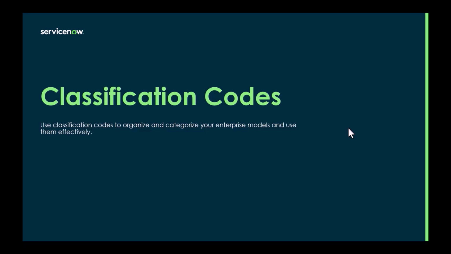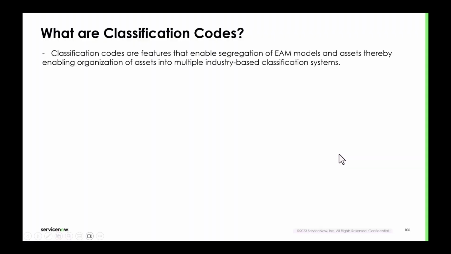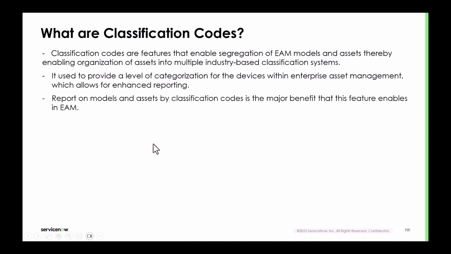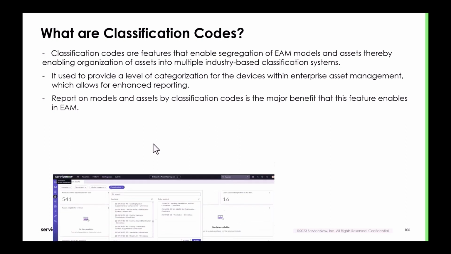So, what are classification codes? Classification codes are features that enable segregation of EAM models and assets, thereby enabling organization of assets into multiple industry-based classification systems. It is used to provide a level of categorization for the devices within enterprise asset management, which allows for enhanced reporting. Reporting on models and assets by classification codes is the major benefit that this feature enables in EAM.